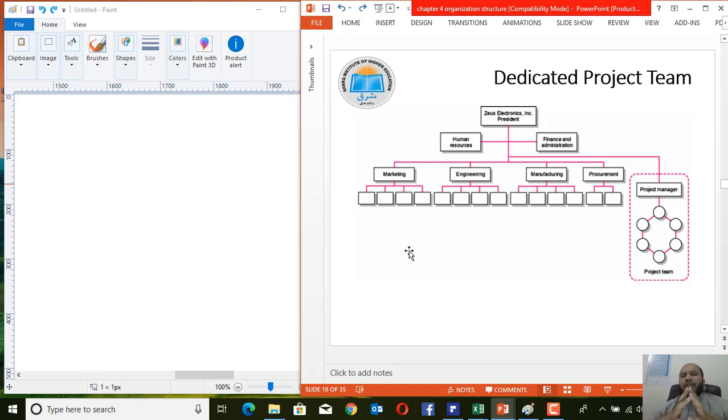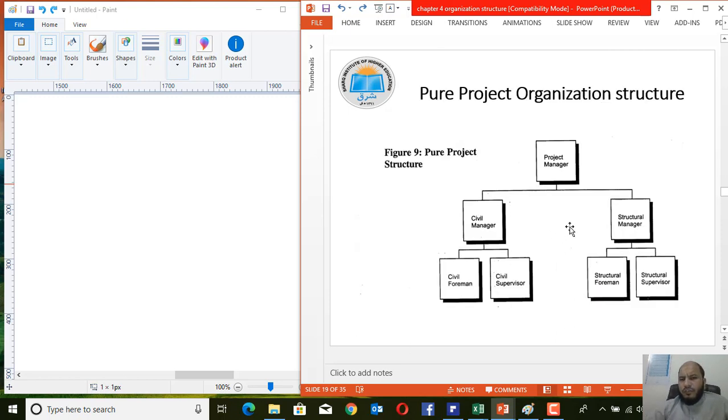The project manager has full authority and full power to use the organizational resources, whether they are human, capital or physical resources, and he will strive to achieve the organizational goals or objectives. Here we also have some structure, like project manager, structure manager, civil engineer. Here the civil manager has a civil foreman and civil supervisor. These two are responsible to the civil manager, and these two are also responsible to the structure manager, but both of them are then responsible to the project manager. So this is what we may say is the structure of the pure or projectized organization.